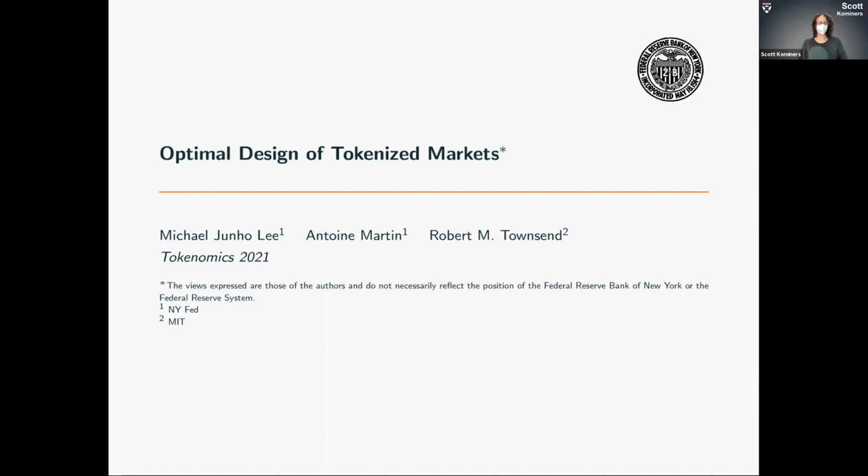That's awesome. That sounds reasonable and totally practicable. Thanks so much. Let's thank the speaker once more. Let's get some emotes. And then up next, Michael Lee is going to be telling us about the optimal design of tokenized markets.